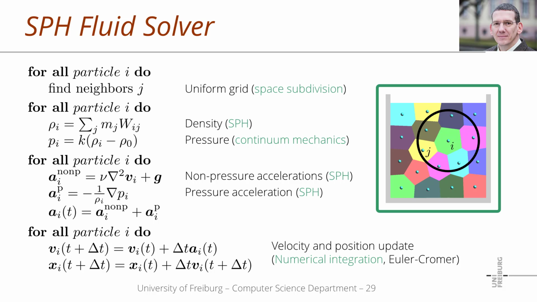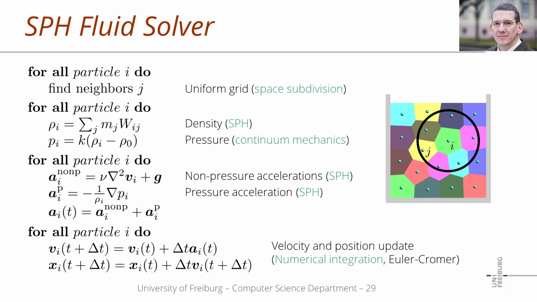And then SPH always computes a sum over these adjacent samples j to compute the respective quantity. Now, a particle solver consists of several steps. As a first step, we always perform a neighbor search. We remember that each particle i has to know its neighbors j in order to compute the forces at a particle with SPH. In the next step, we compute quantities that are required for the force computation.